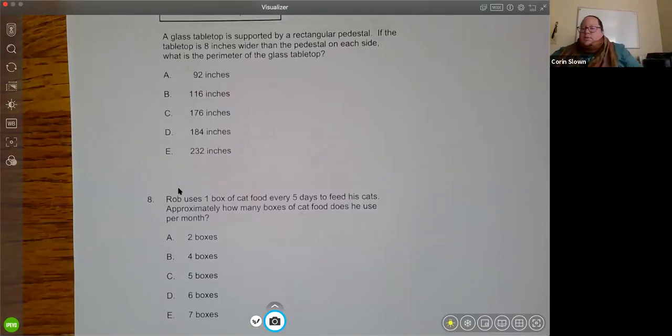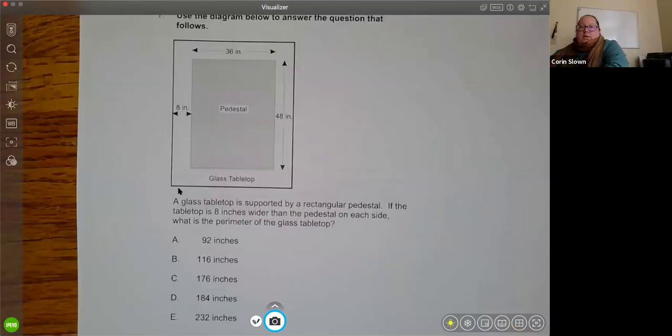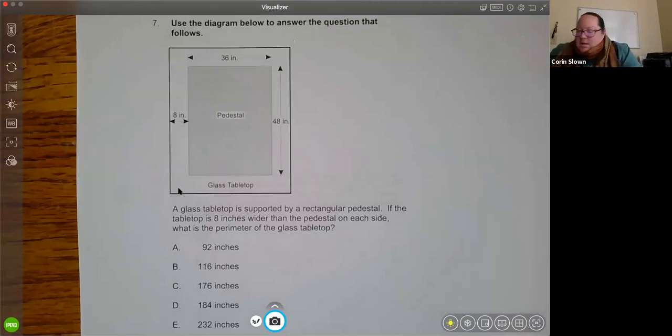Let's talk about number 7. We're going to use the diagram below to answer the question that follows. A glass tabletop is supported by a rectangular pedestal. If the tabletop is 8 inches wider than the pedestal on each side, what is the perimeter of the glass tabletop? So let's think about this for a moment.